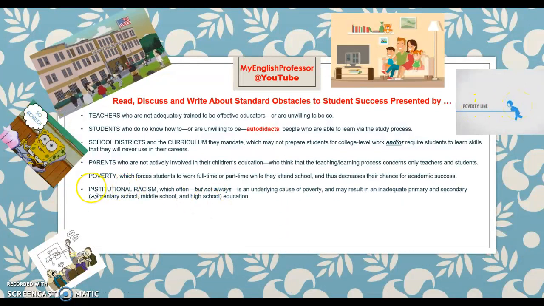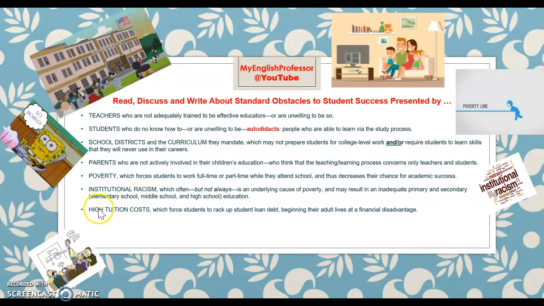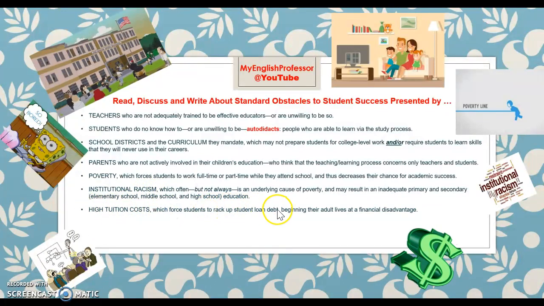Okay, another obstacle to student success is institutional racism, which often, but not always, is an underlying cause of poverty and may result in an inadequate primary and secondary, elementary school, middle school, and high school education. And we'll learn what institutional racism is in this class. We'll discuss it at length. Another standard obstacle to student success, high tuition costs, which force students to rack up student loan debt, beginning their adult lives at a financial disadvantage.